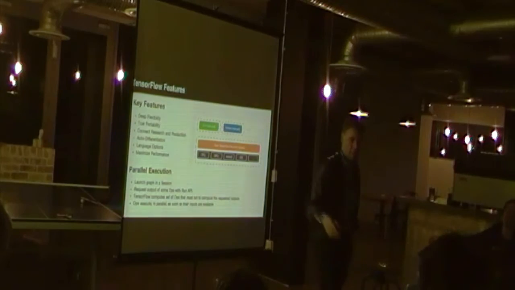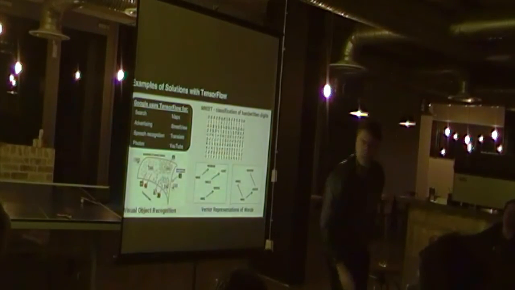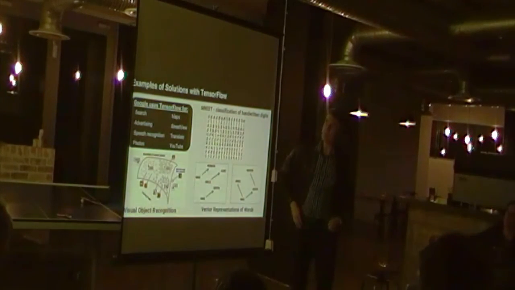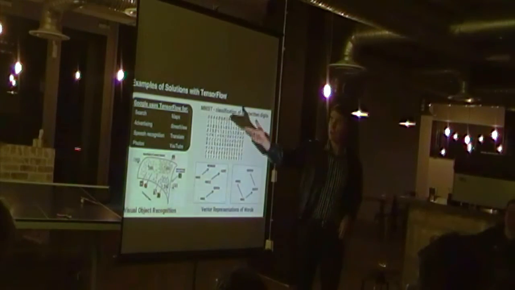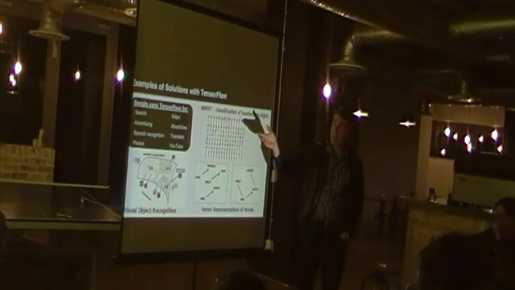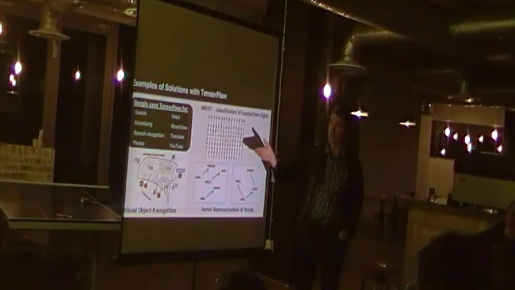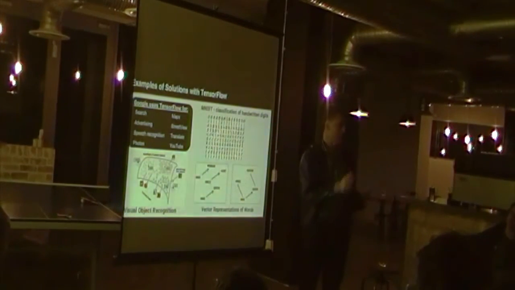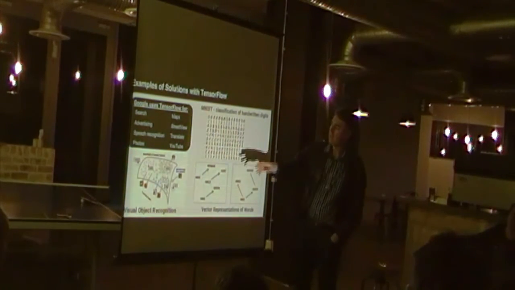Maximize performance, and then obviously parallel execution supports that. And I just want to show you some examples of solutions with TensorFlow. Google, as you heard in that video, uses it for search, advertising, speech recognition, photos, YouTube, Translate, Maps, Street View. In Street View, you saw the blurring of the house numbers and the car registration numbers. That's all been done with deep learning, TensorFlow.